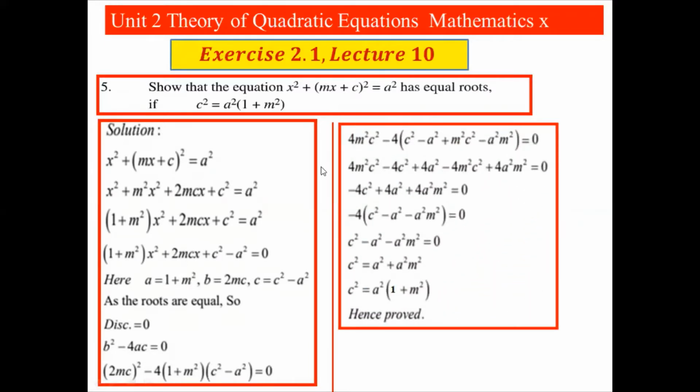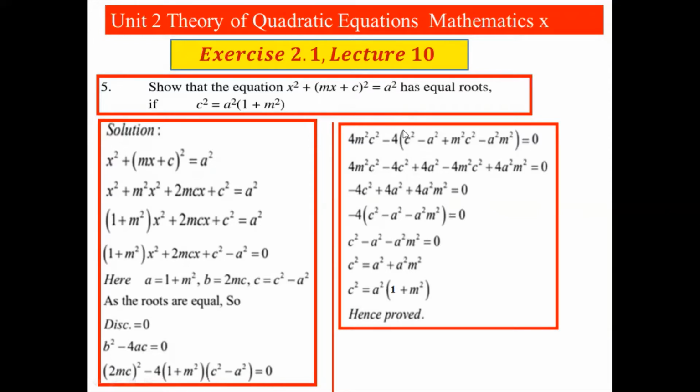This can be written as 4m square c square minus 4. Now we have to multiply these two terms. When we multiply this one with c square, we have c square, and when we multiply this one with a square, we have minus a square. So plus m square c square, and when we multiply this m square with minus a square, we have minus a square m square. This is simple multiplication. This is equal to 0.